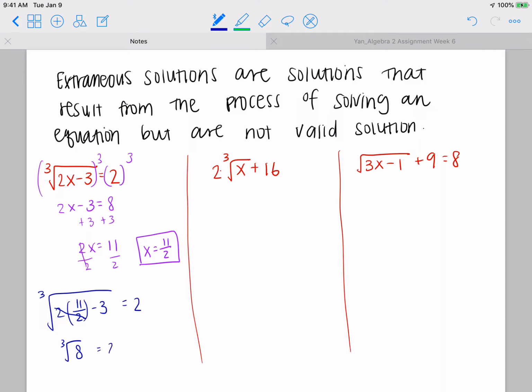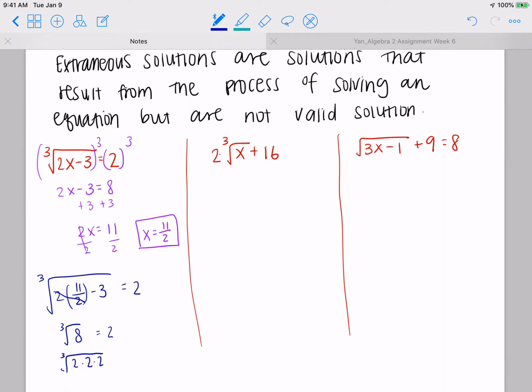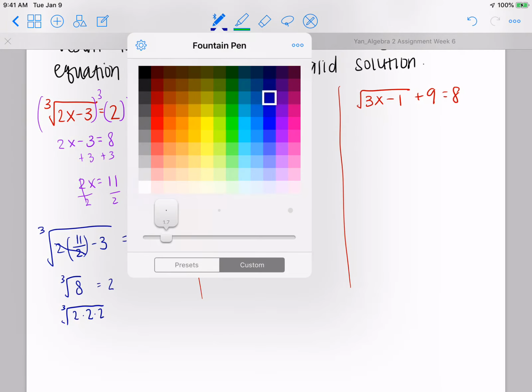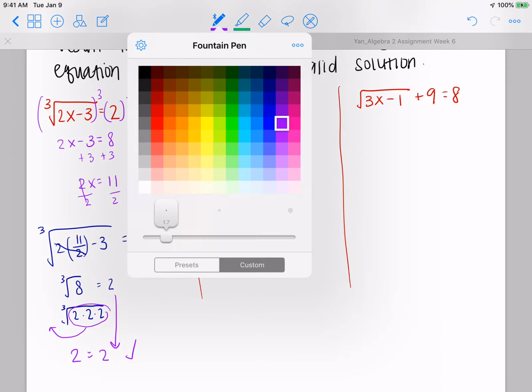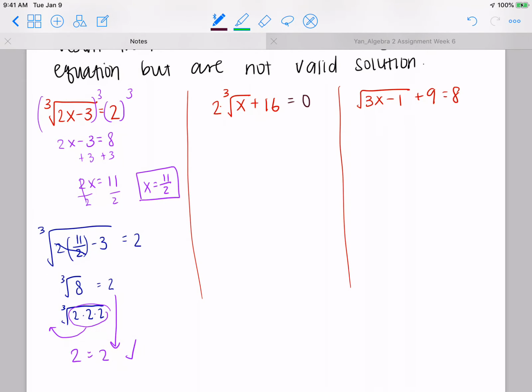Cube root of 8, does that equal 2? Yes, because 8 is 2 times 2 times 2. And now I have 3 twos. I can take that out and write it once. Drop down your 2, and that equals. Okay, so that's not the extraneous solution. That's just a valid solution. Oh, number 2, I'm not done writing the question. Number 2, it was equal to 0.